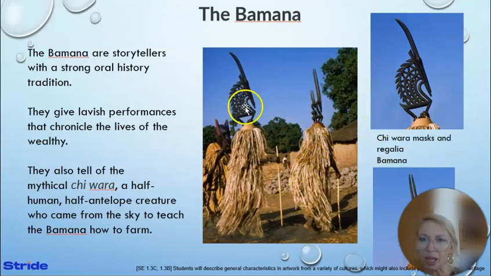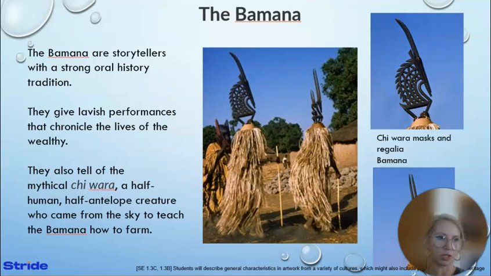So, half-human, half-antelope. Look at this sculpture that they would wear during their performances. See how it kind of looks like an antelope? The horns, the eyes, the face, the neck.